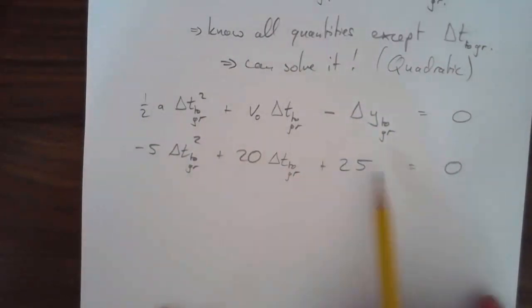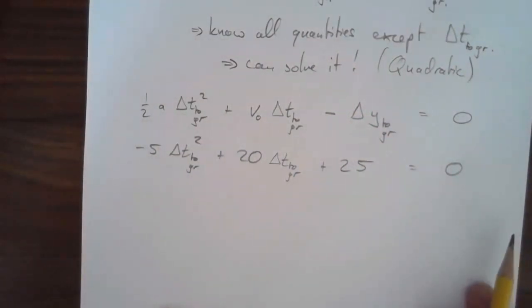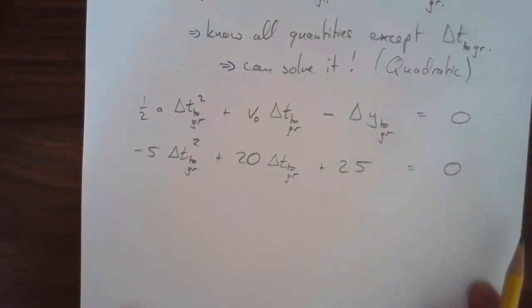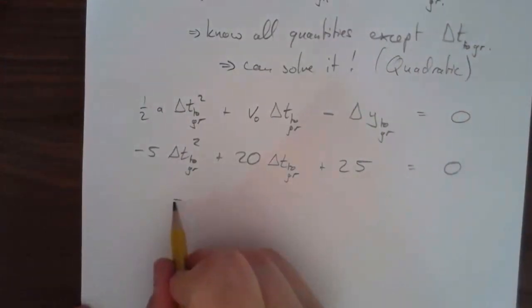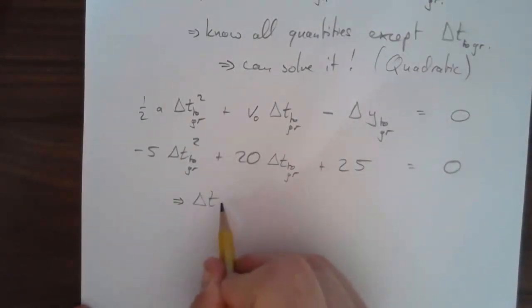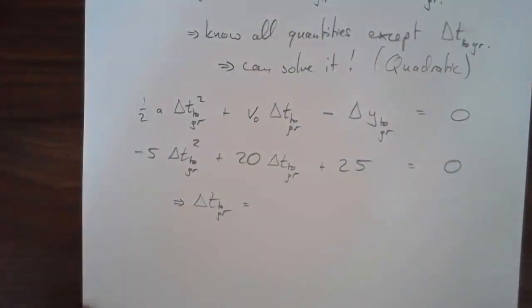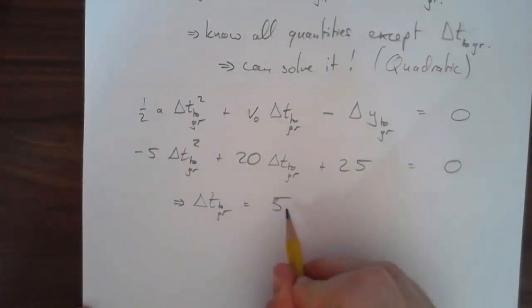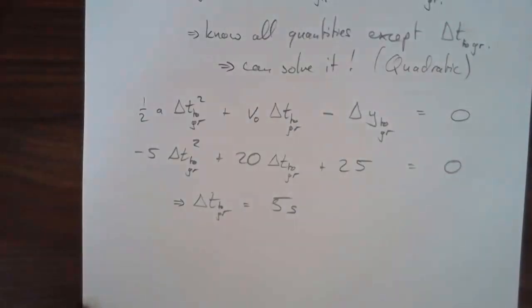So minus 520. Okay, we just plug this into the quadratic equation. That's one way to do it. If I'm not mistaken, you're going to find that the answer is 5 seconds. And you can double check this.